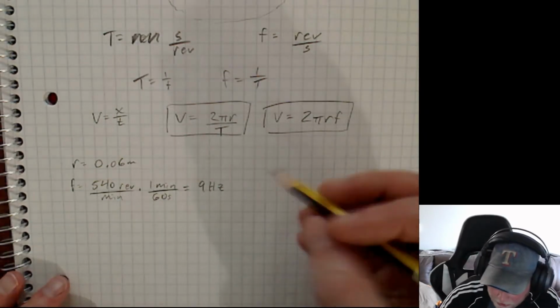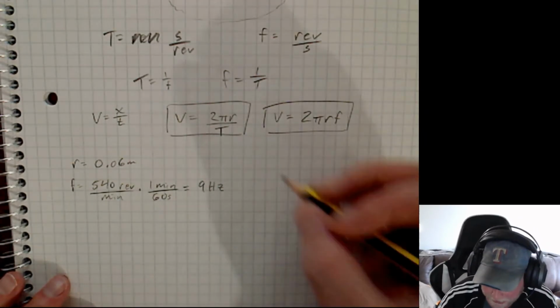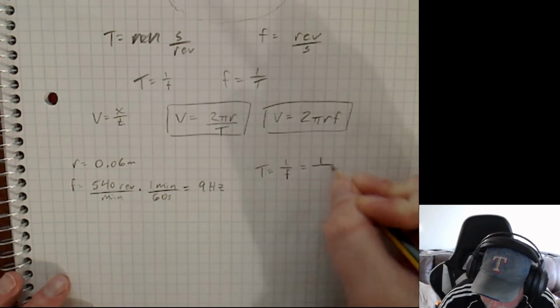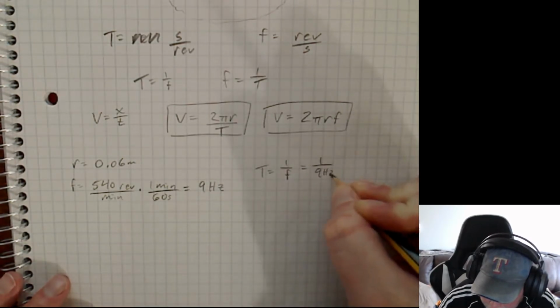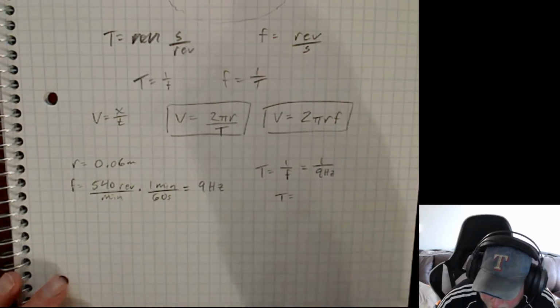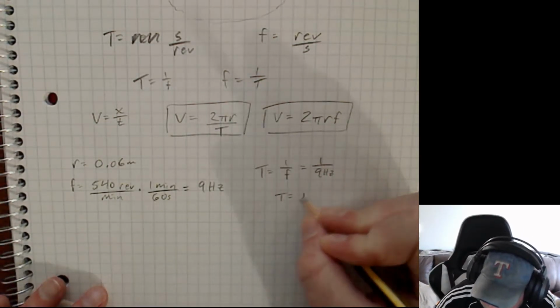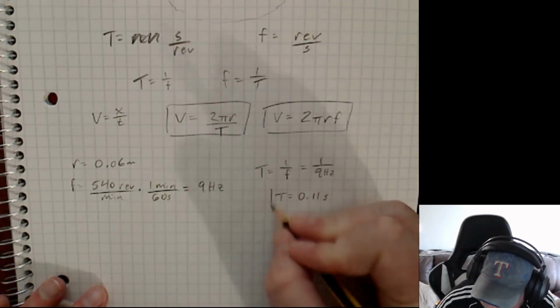So if we want to know how much time it takes for one revolution, well, the period is 1 over frequency, right, which is 1 over 9. So our period in this case is 0.11 seconds.